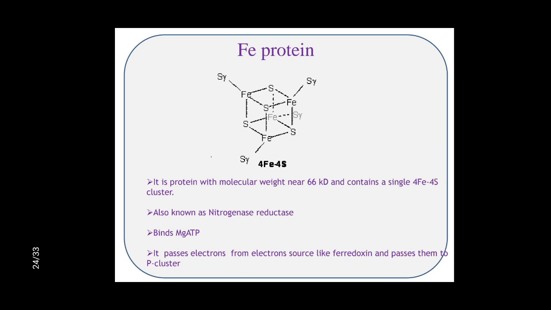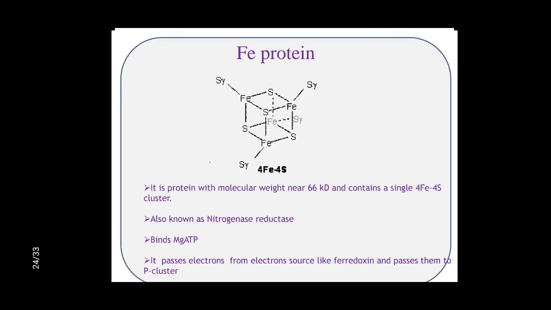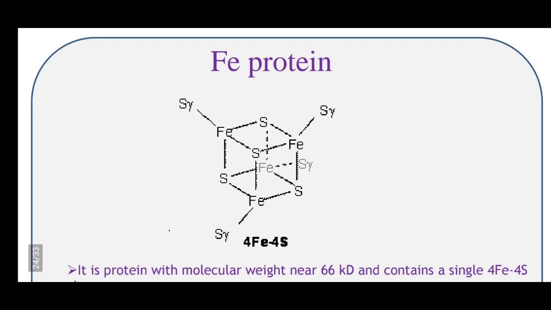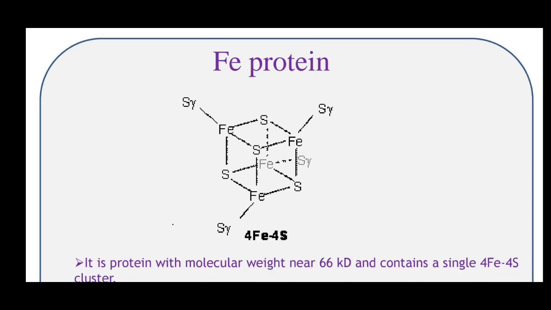Now, iron protein. It is a protein with molecular weight of about 66 kD and contains a single 4 iron and 4 sulfur cluster, also known as nitrogenase reductase. It passes electrons from an electron source like ferredoxin to the P cluster. This is the structure of iron protein, in which there are 4 iron and 4 sulfur atoms.